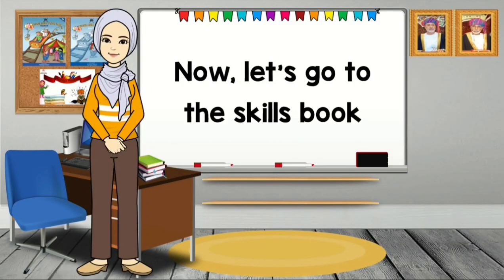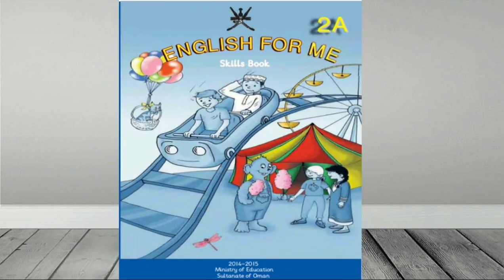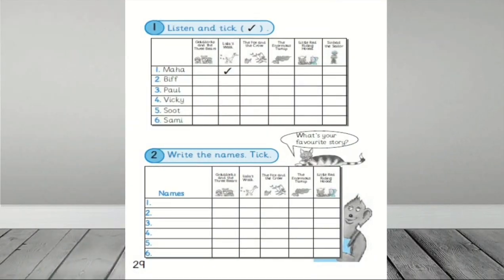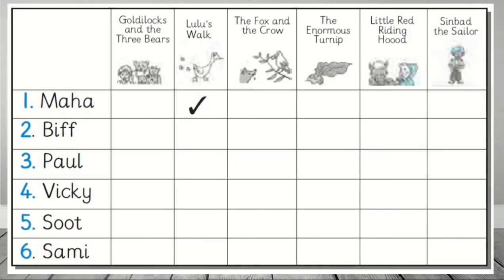Now let's go to the skills book. Please open page 29. Look at number one, listen and tick. We have to listen to the dialogue again and tick the correct story for each character. So now نعيد سماع الحوار من جديد ونحدد قصص أصدقائنا المفضلة. Now, are you ready? Good, let's listen.